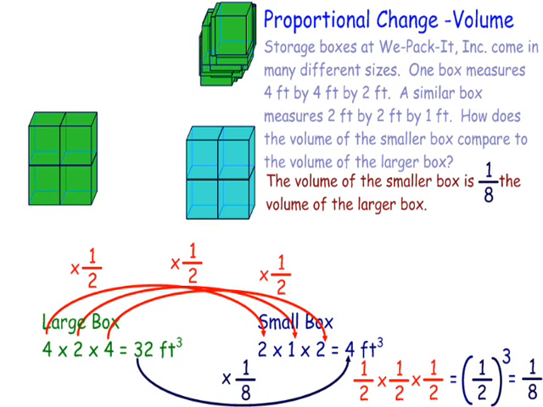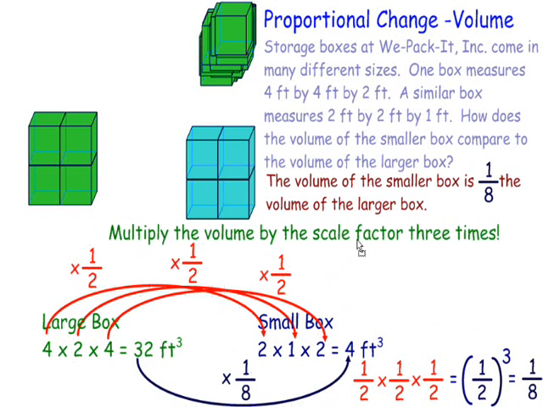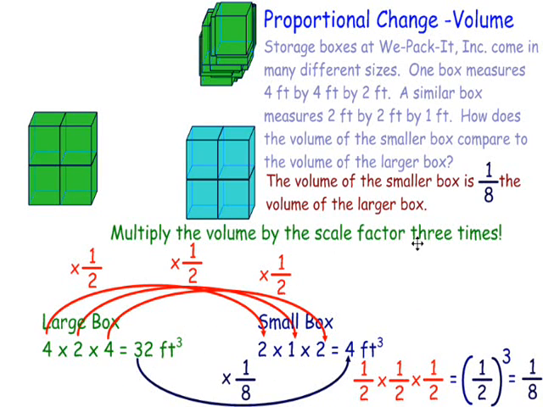Anytime you are changing the volume of a figure proportionately, you will multiply the original volume by the scale factor 3 times. Or you can multiply by the scale factor to the third power.